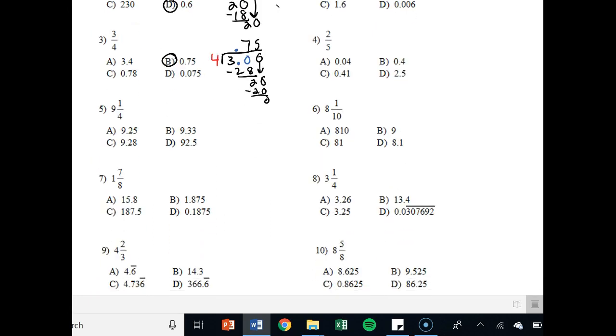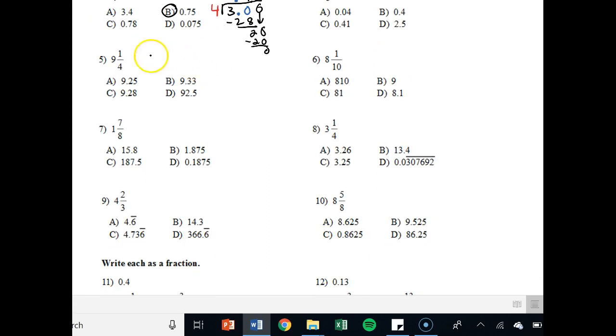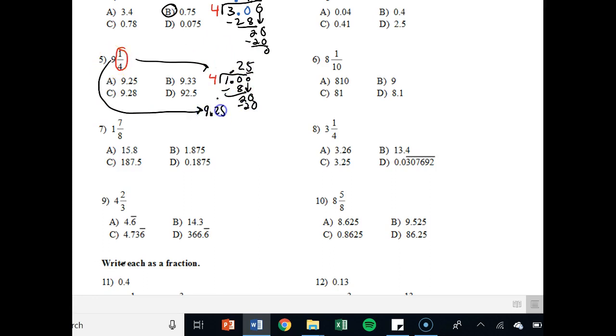Real quickly, I'll do one mixed number for you. Let's hop down to a problem like number 5. So I have 9 1/4. So basically, I should only be concerned about the fraction part right now because that's the part that I need to figure out. I know my whole number is going to be 9. So 4 into 1 can't happen, so 1.0. So 4 into 10, it goes in there 2 times with 8. You got 2 left over. Put down a 0, bring it on down, and 4 into 20, 5 times. So my answer then should be 9.25, right? Because that was my whole number, 9, right?